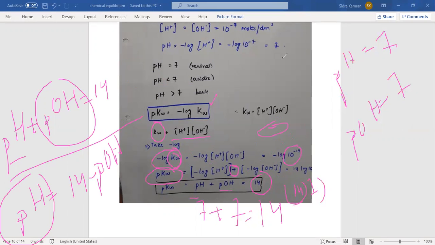The pKw value is less than 14 at higher temperature. If the temperature increases, Kw will increase, but the value of pKw will decrease.